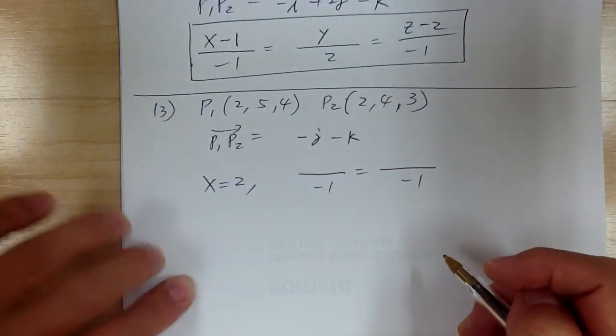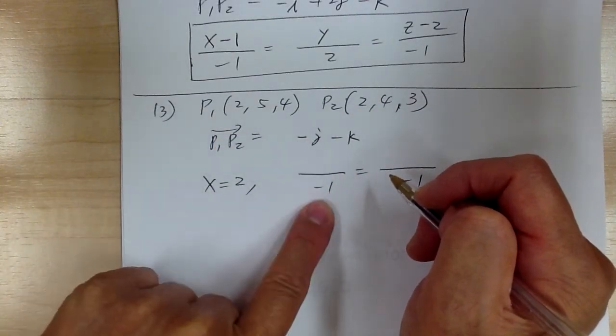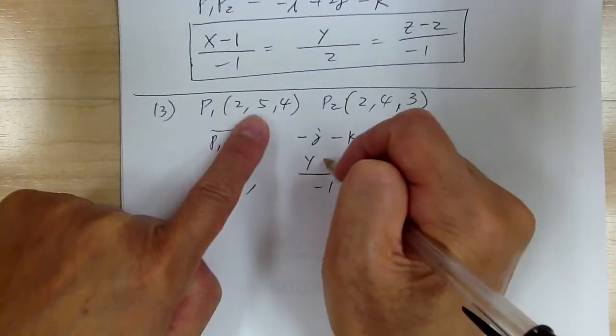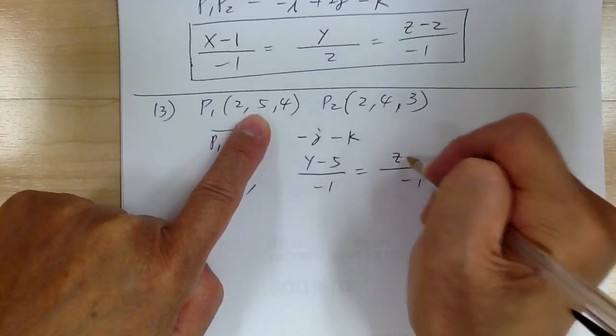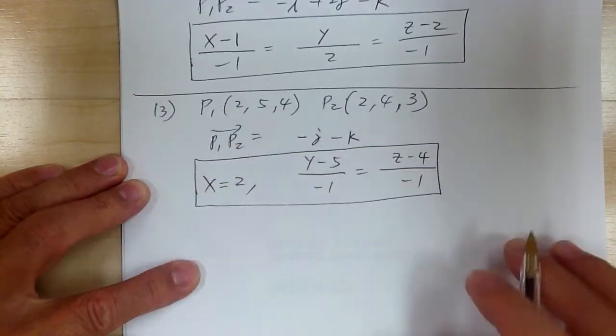Okay. And so from here, now you have to watch. This is for j, right? So you have to use the y, right? So keep track of your x, y, z. So y minus 5 and z minus 4. Okay. So that would be your symmetric equation.